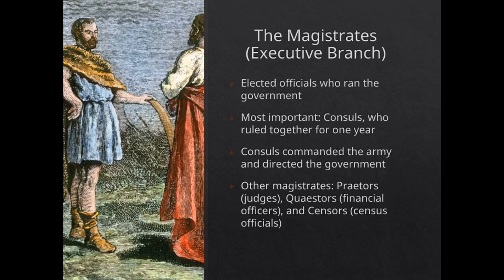Magistrates were elected officials who ran the government. The most powerful magistrates were the two consuls, elected each year to lead Rome. They commanded the army and directed government affairs, but to prevent one person from becoming too powerful, consuls could veto each other's decisions. Other important magistrates included praetors, who served as judges, and quaestors, who managed finances.